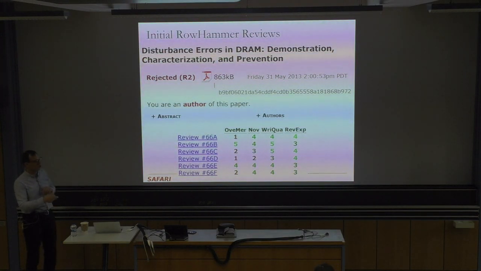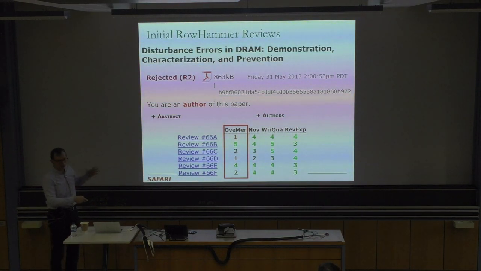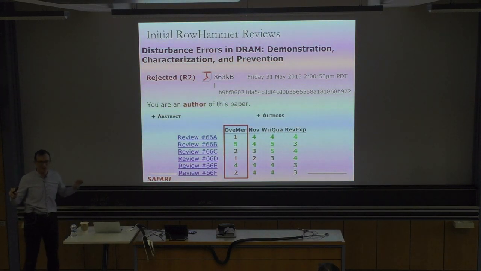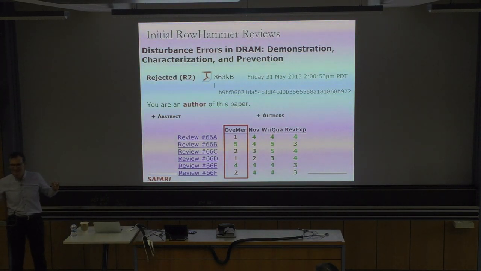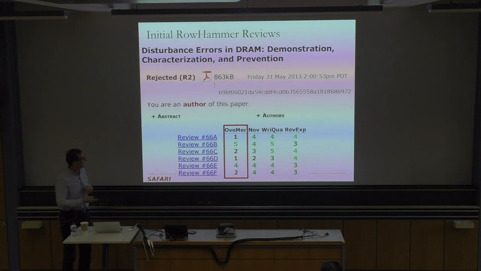So it got 6 reviews, you can see, and overall merit is basically 5 is a very good score in this particular case. 4 is a reasonably good score. Clearly, the reviewer who gives a 1 is saying this paper should be accepted over my dead body. Meaning you have to kill me for me to accept this paper, right? And you can see that there are a couple of ones and a couple of twos. And the paper was rejected.